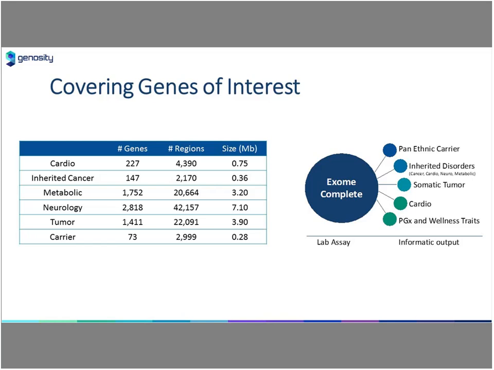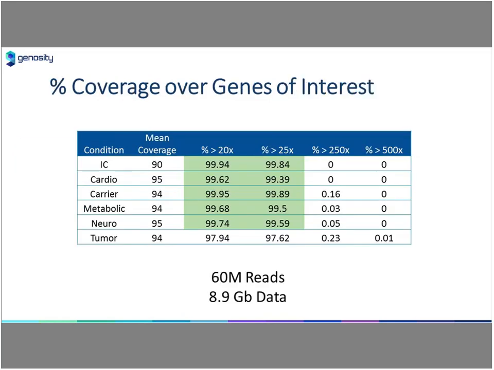And so what we wanted to do with these genes of interest slices is look at the performance of the Twist exome. This is real-world data from downsampling a sample to 60 million reads, or about 8.9 gigs of data. And what we can see is that for all of these different indication slices, with the exception of tumor, we are hitting a mark of 99.6 or greater percent for 20x coverage and all over 99% for 25x coverage.